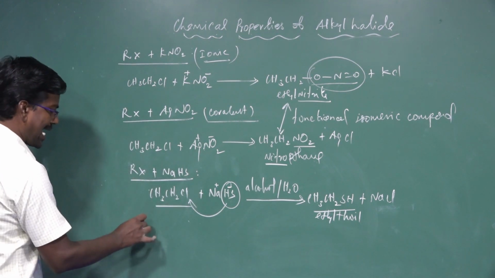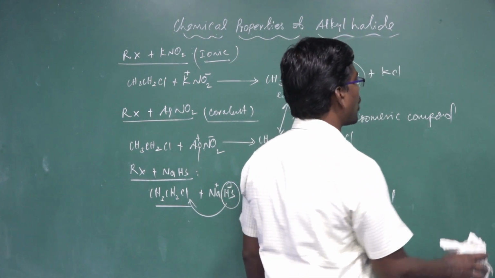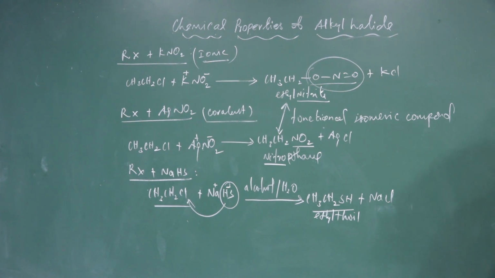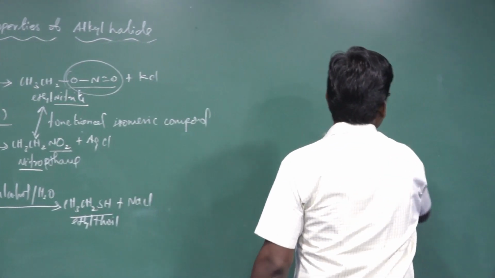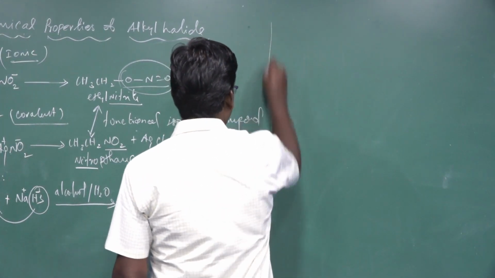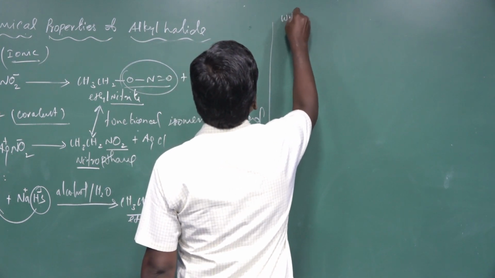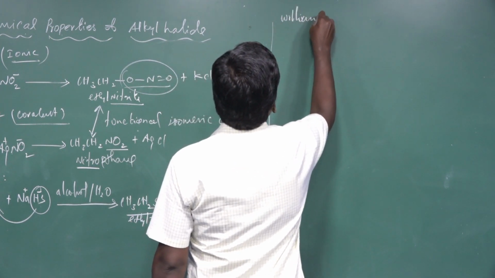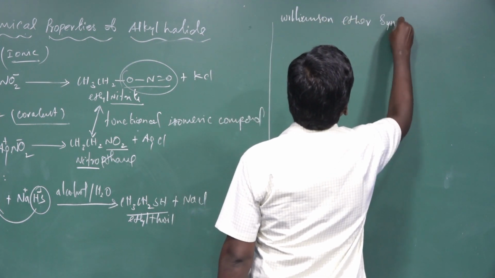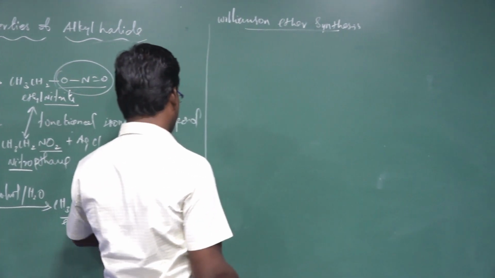In the next one, alkyl halide reacts with sodium or potassium hydroxide. SN2 reaction, bimolecular nucleophilic substitution reaction. They are otherwise called the Williamson ether synthesis method.